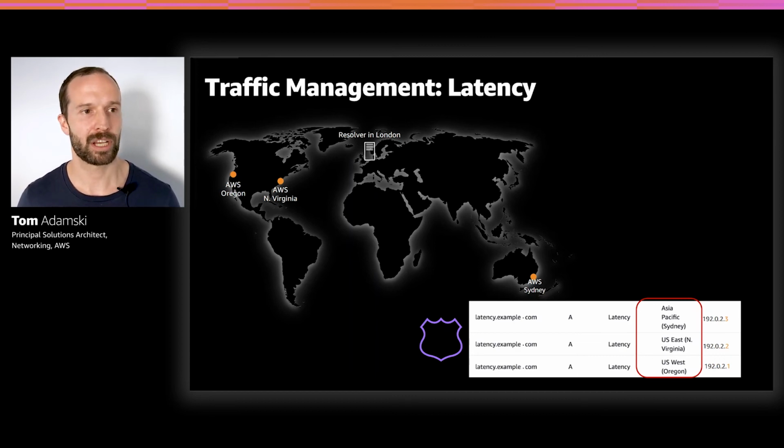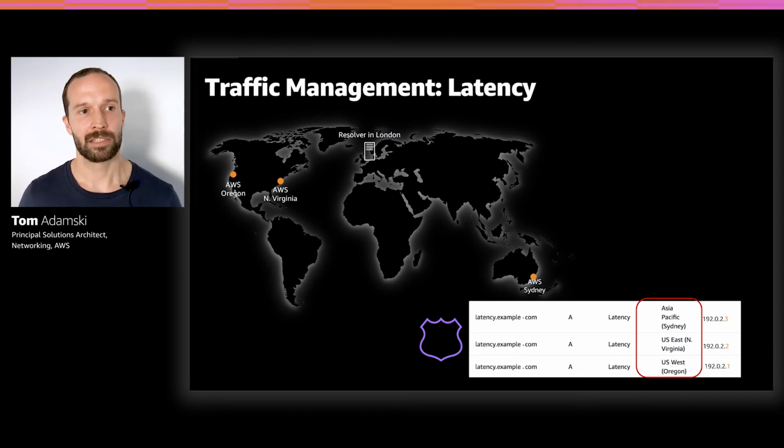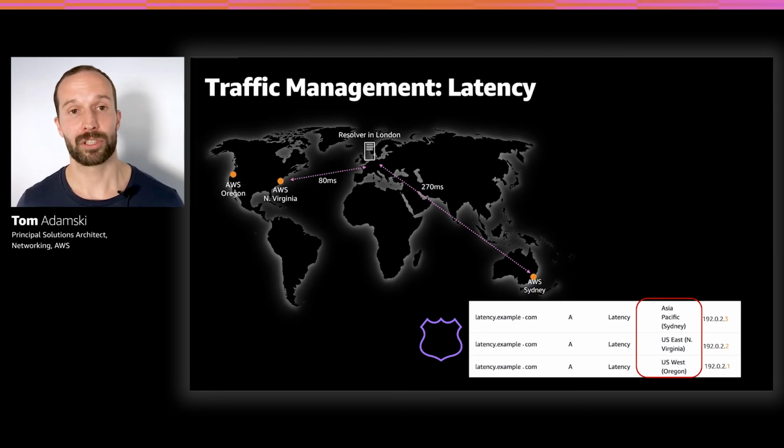And in our example, we have Oregon, we have Virginia, and we have Sydney. And if we look at the latency measurements, our resolver is in London, so maybe over the internet it takes around 270 milliseconds to get to Sydney, 80 milliseconds to North Virginia, and then 140 milliseconds to Oregon. So in that scenario, the IP address we want to return is the one in North Virginia because that's the region that's closest to our resolver, to our client, from a latency point of view.